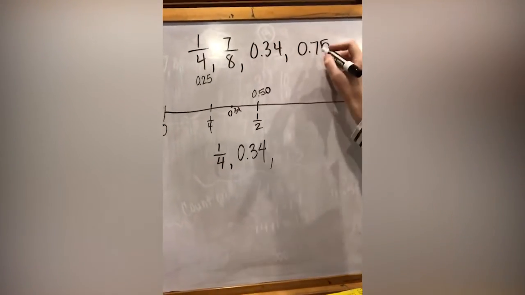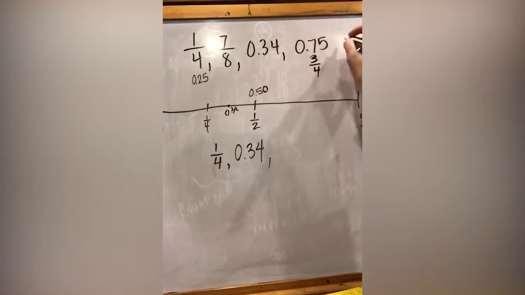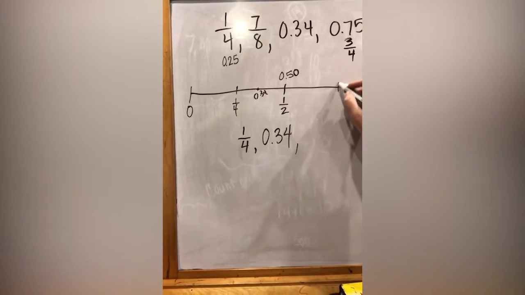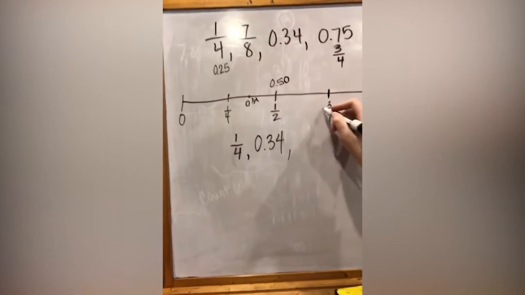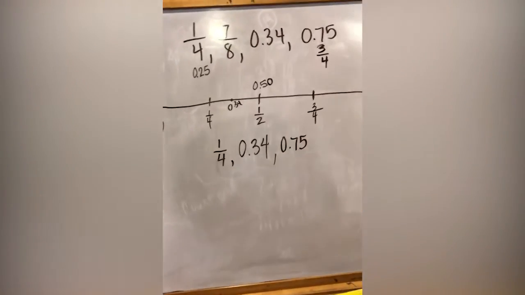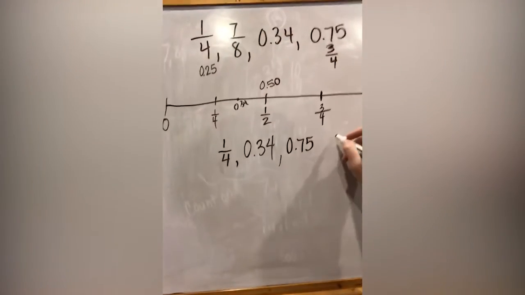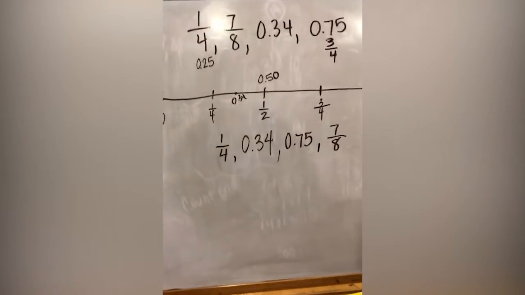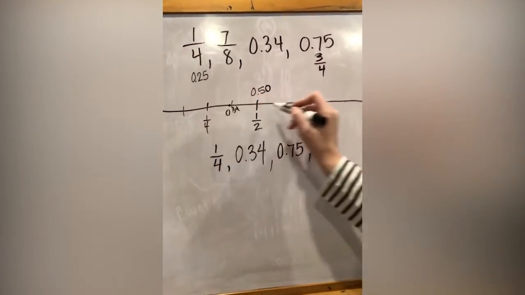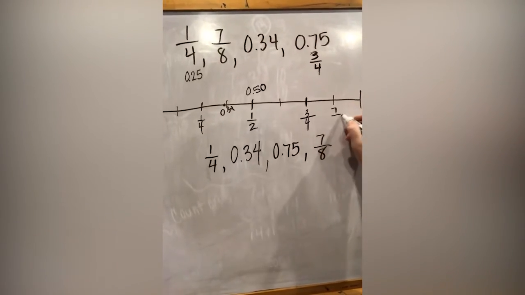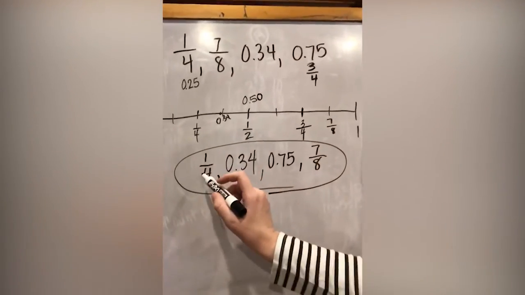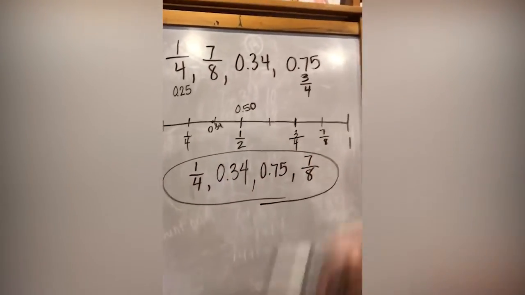75 hundredths I know is equal to 3/4. I know 75 cents is equal to 3/4 when I'm thinking about money. So I know that 3/4 is going to be more right around here. And so I'm going to say that's going to be my next smallest number here. And then that would leave 7/8 as my largest number in this string of numbers. 7/8, again, if I were to divide this whole line up into eighths, 7/8 would fall right here. So my answer would be, least to greatest, 1/4, 34 hundredths, 75 hundredths, and 7/8.